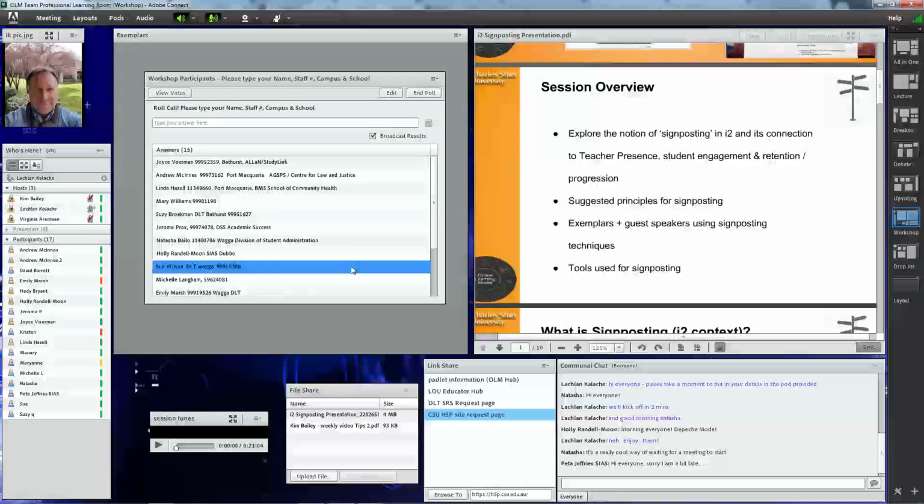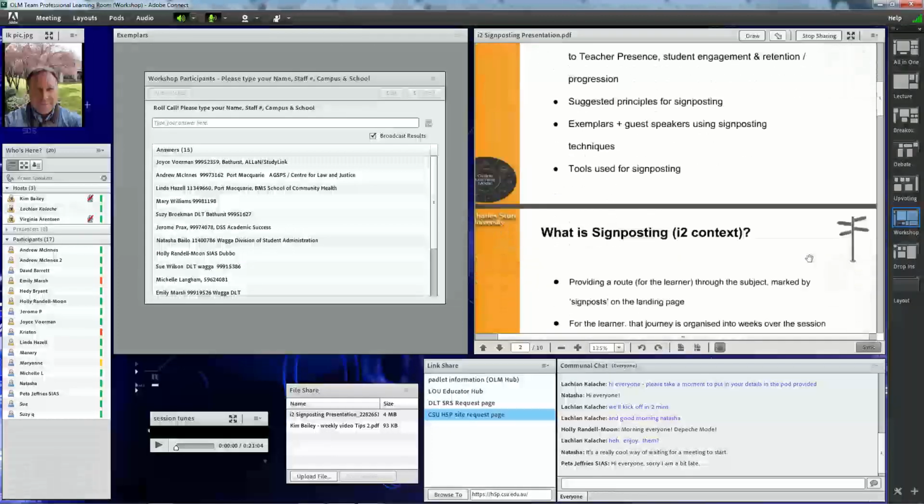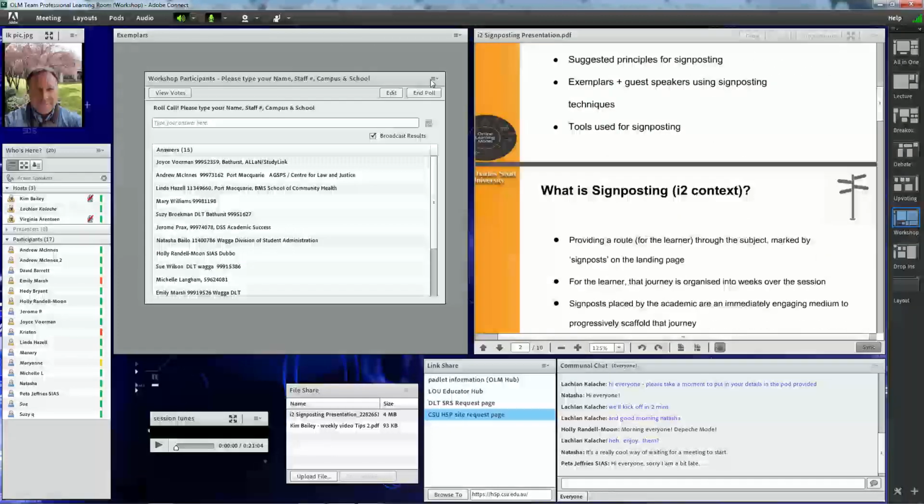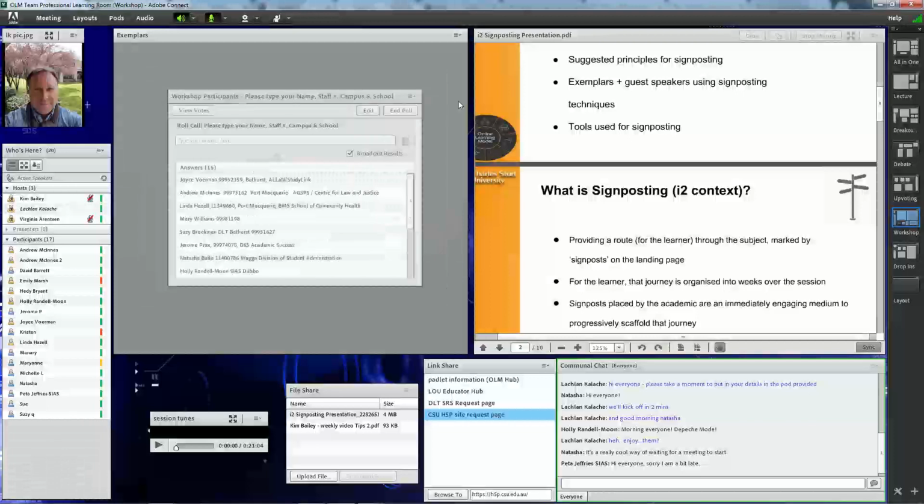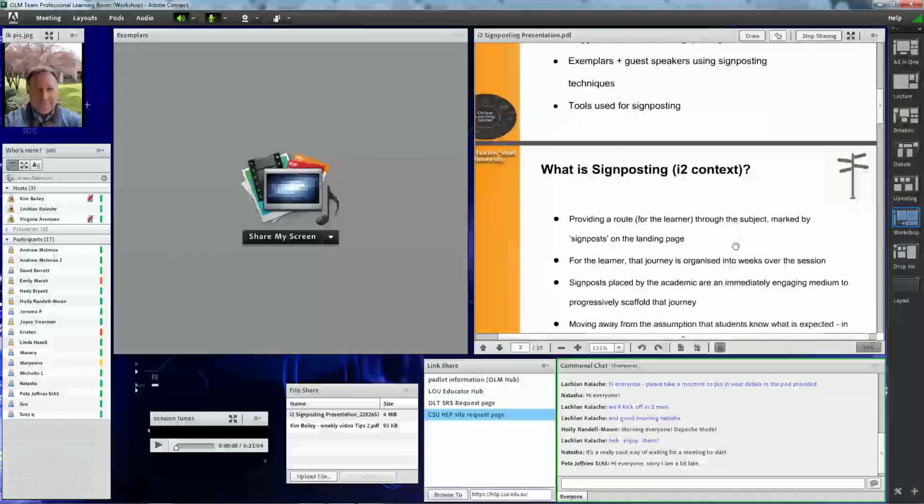Okay, so let's get into it. I'm going to get rid of the participant pod. That's for me for later.